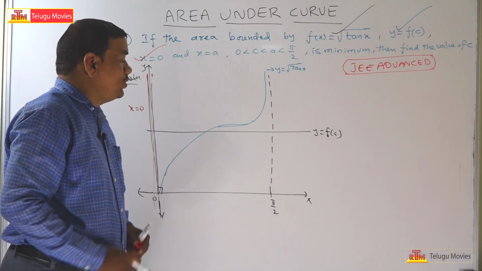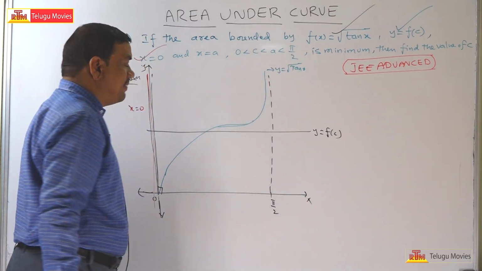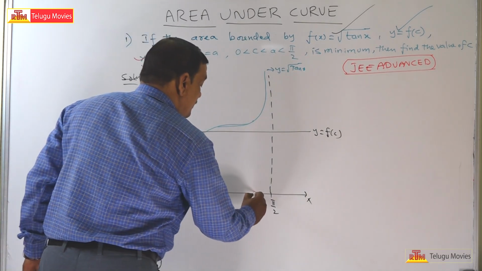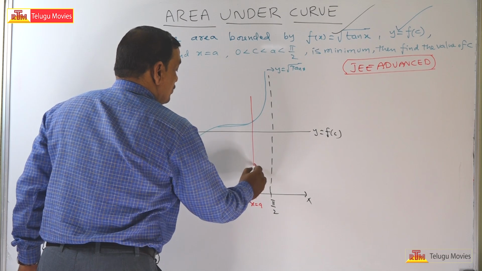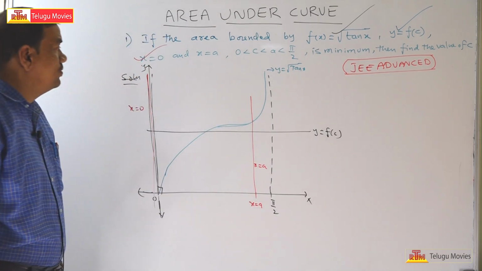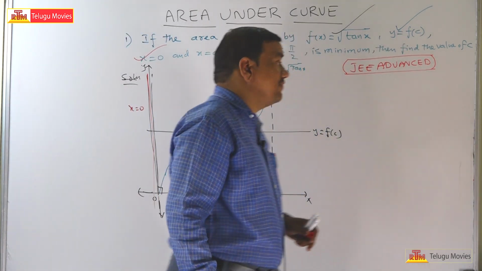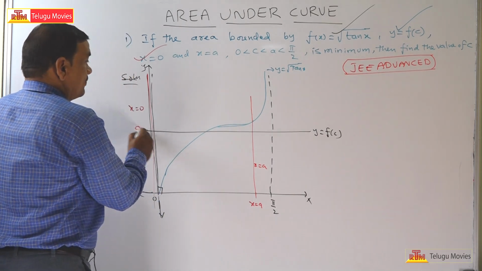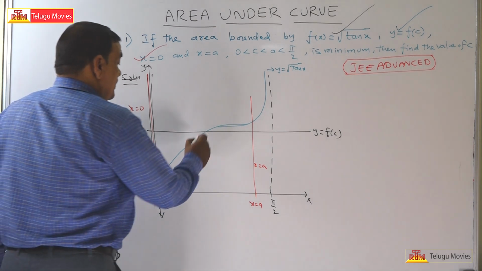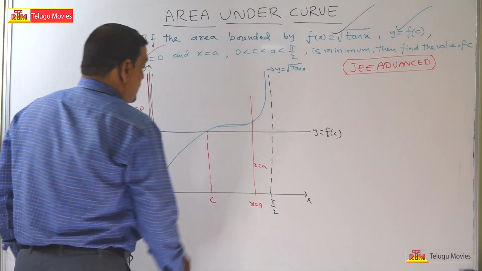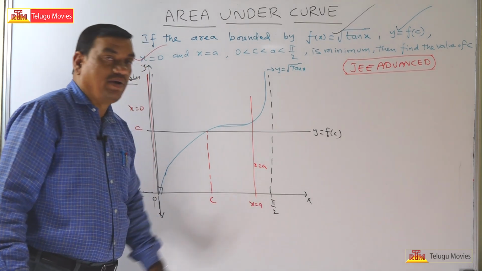Then x = a. Observe here, a is less than pi/2, so a is here, and this line is x = a. Now c is a variable point. Y = f(c), the y value is f(c), so this is c. C is a point which lies between 0 and a, with 0 < c < a < pi/2.